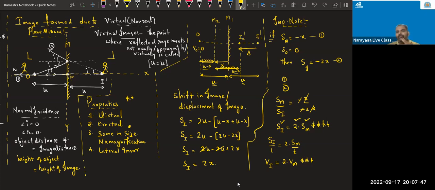If you differentiate it once again, what can I write? Acceleration of image equals 2 into acceleration of the mirror. These are called constant relations. Everyone has to remember: velocity of image equals 2 times velocity of mirror, and acceleration of image equals 2 times acceleration of mirror. Copy quickly.